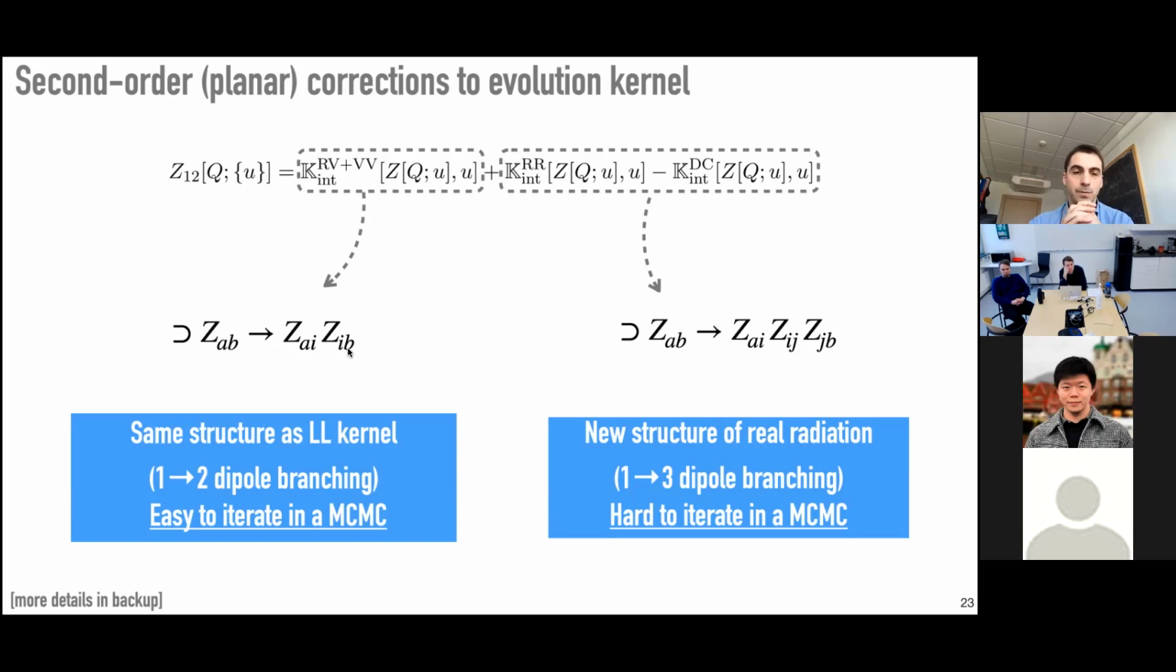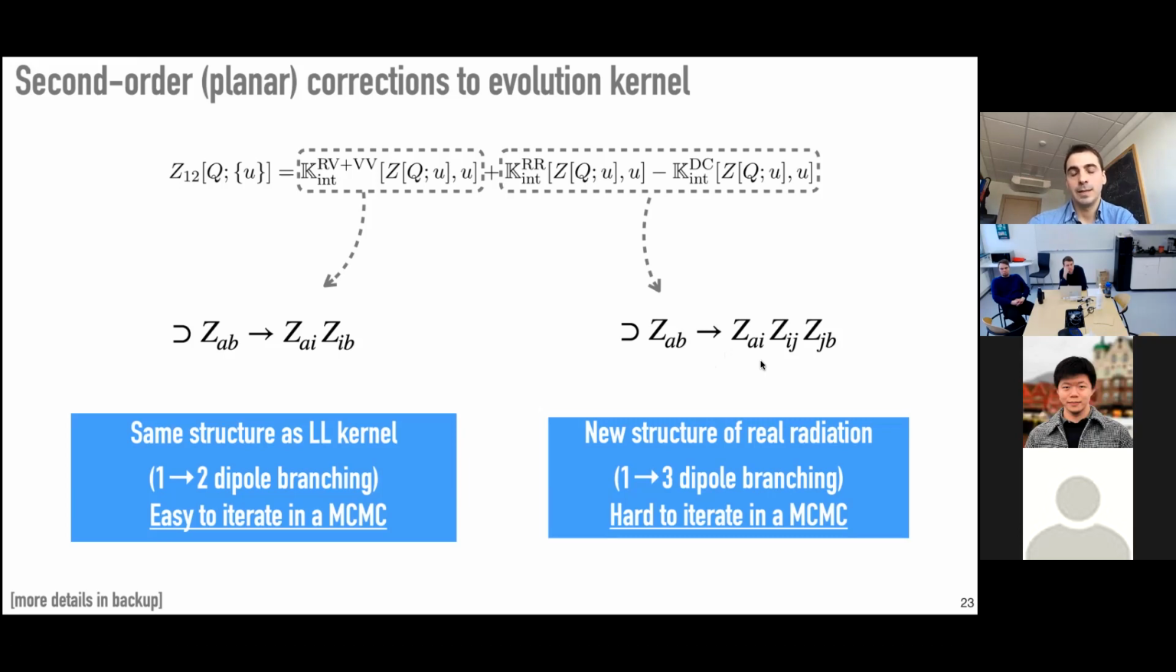However, the second term that enters the evolution equation is way more complicated, and it involves what we call tripole configurations, in which a dipole can split by emitting two gluons and now evolves into a three-dipole system. And this iteration is something that for now we don't have any methods to implement efficiently in a Monte Carlo algorithm.